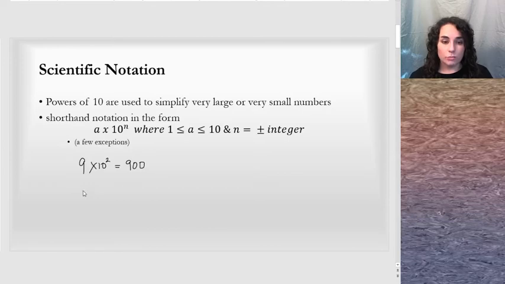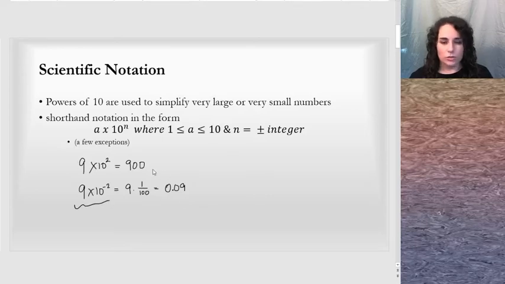I can do this with numbers less than 1 as well. So let's say I have 9 times 10 to the negative 2 power. Well, that's 9 times 1 over 100, right? 10 squared is 100, and I take the reciprocal of that, and that becomes 0.09. Okay, so I can take decimals or large values and reduce them to scientific notation.